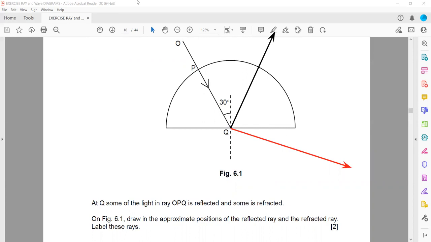So whenever you complete the ray diagram, label it. So this is a refracted ray and this one is a reflected ray. So these are some questions related to ray diagrams.